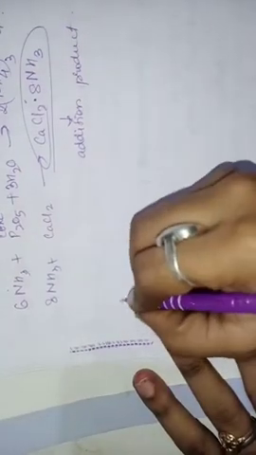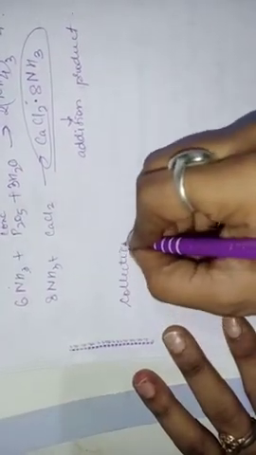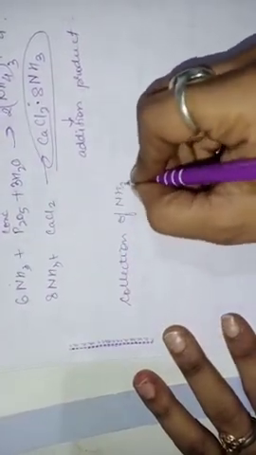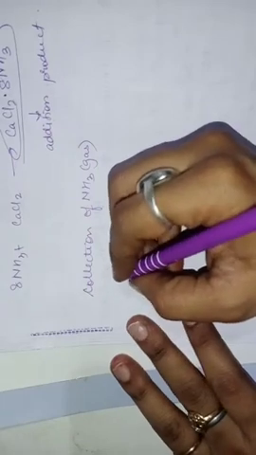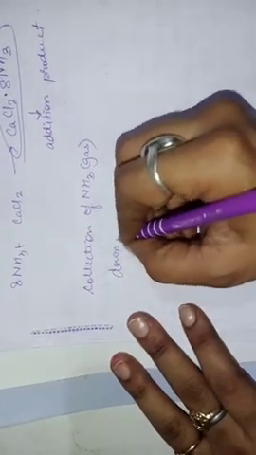I hope that you are able to understand. Now let us see the collection of ammonia, children. How we will collect ammonia gas? How are you going to collect this gas, children? We are going to collect it by downward displacement of air.